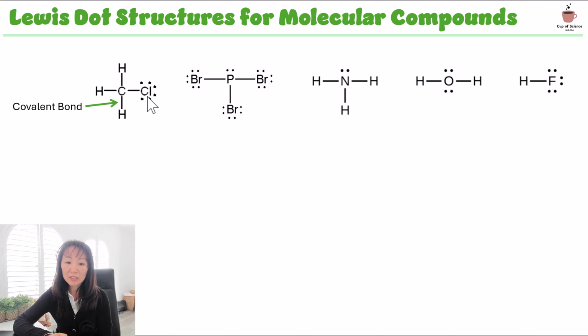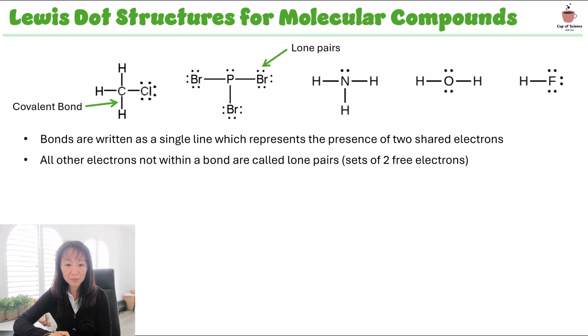Now you see all these little dots here, and those dots are called lone pairs. Again, bonds are written as a single line and represent two shared electrons. The lone pairs that are on here are in sets of two free electrons. They are not within the bond. They do not bond, but they are still part of the valence electrons within phosphorus, bromine in this case.